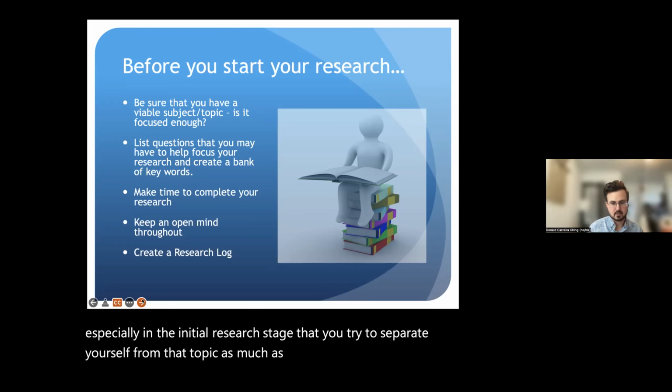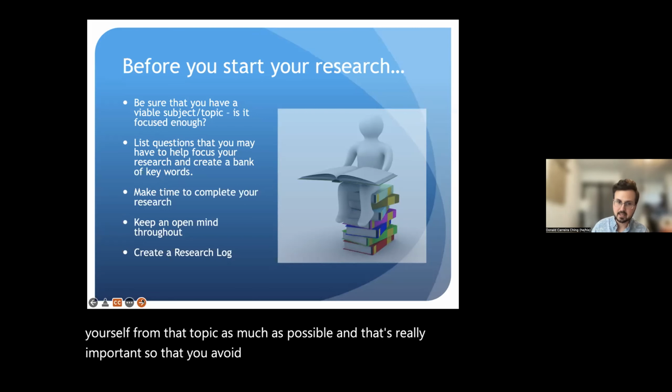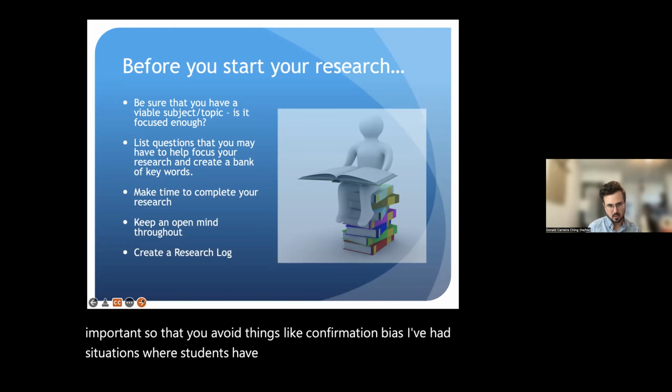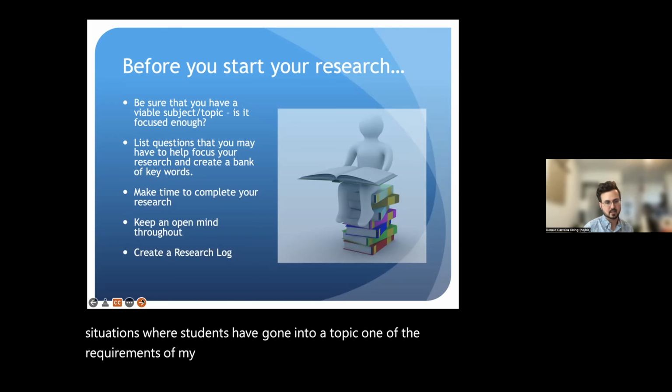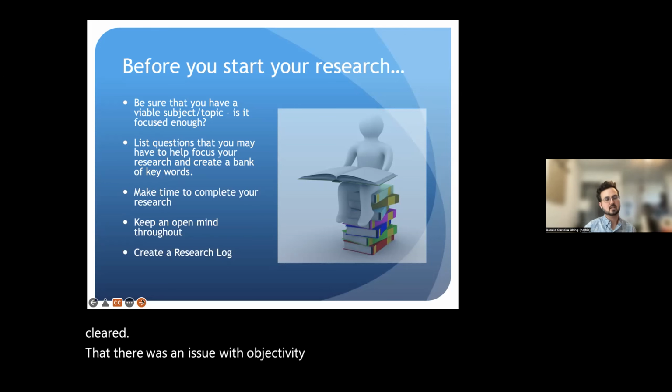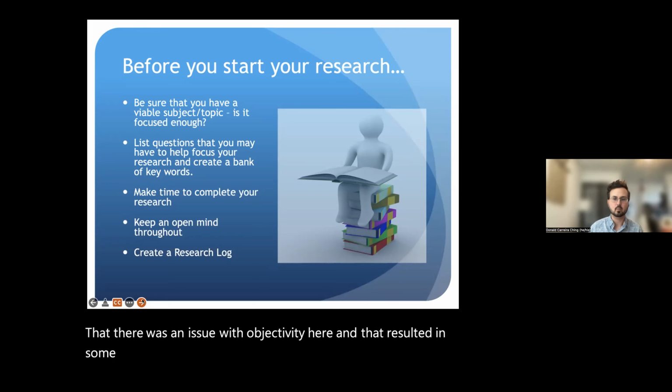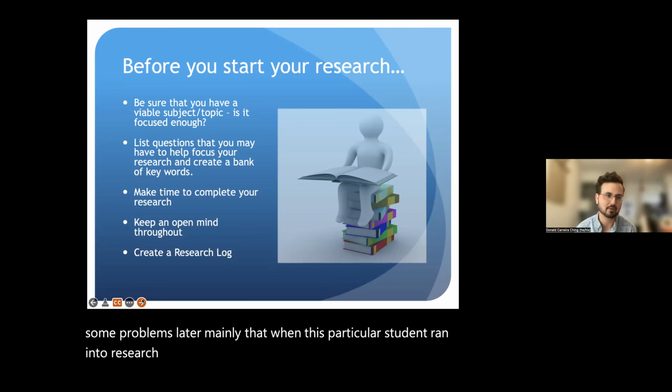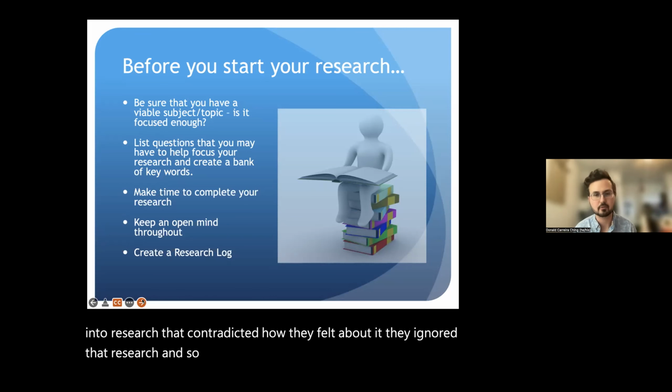And that's really important so that you avoid things like confirmation bias. I've had situations where students have gone into a topic. One of the requirements of my courses is that you choose a topic that, yes, you're interested in, but you can remain objective about. It was clear that there was an issue with objectivity here, and that resulted in some problems later. Mainly that when this particular student ran into research that contradicted how they felt about it, they ignored that research. And so again, they ran into confirmation bias.